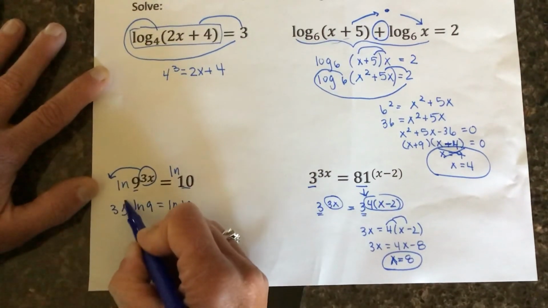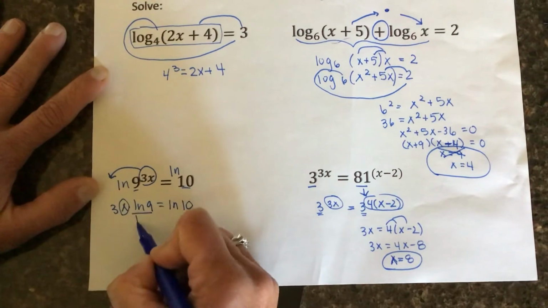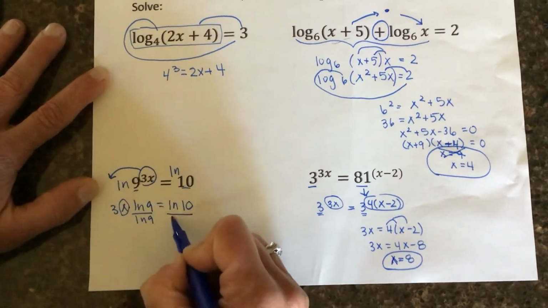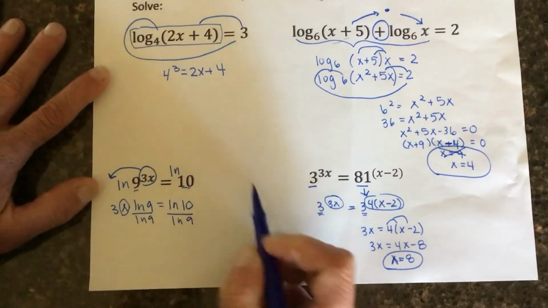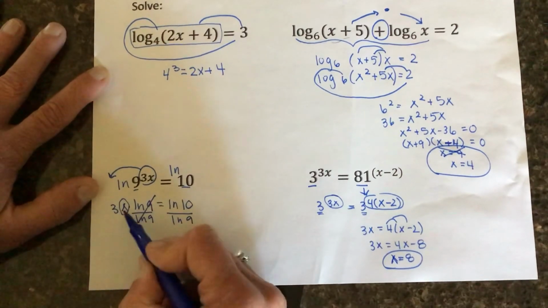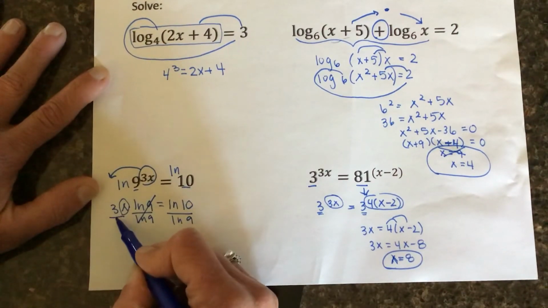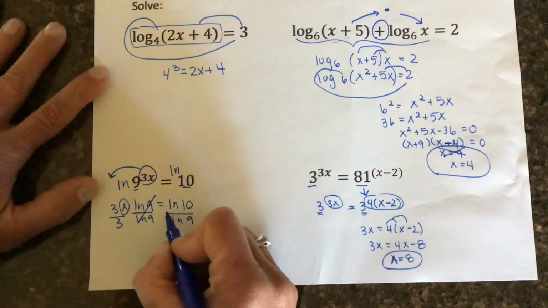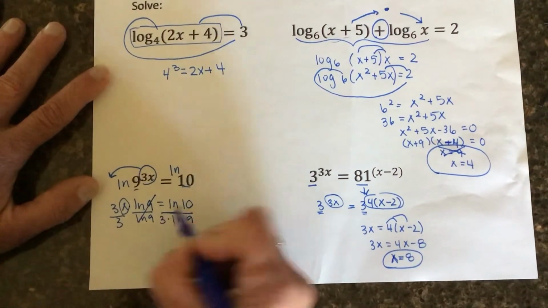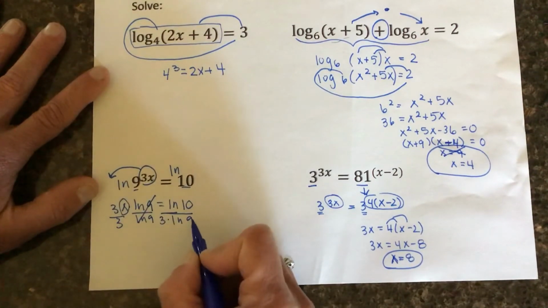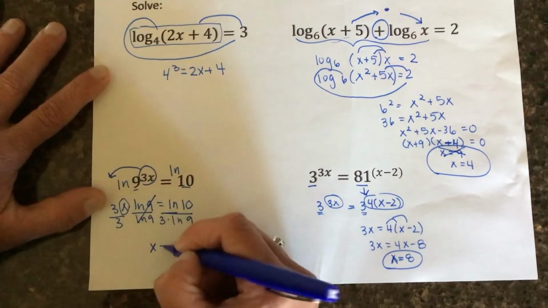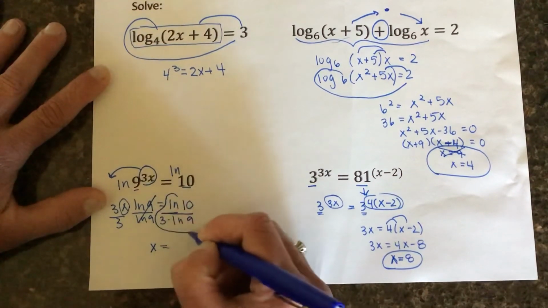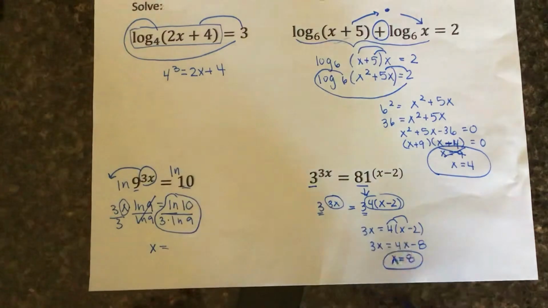Now if I want to solve for this x, it's being multiplied to this natural log of 9, so I can simply undo it by dividing. And it's also being multiplied to this 3, so I can undo that also by dividing. And that 3 is going to join that natural log of 9 right here. When I plug this all into my calculator, that will give me the answer.